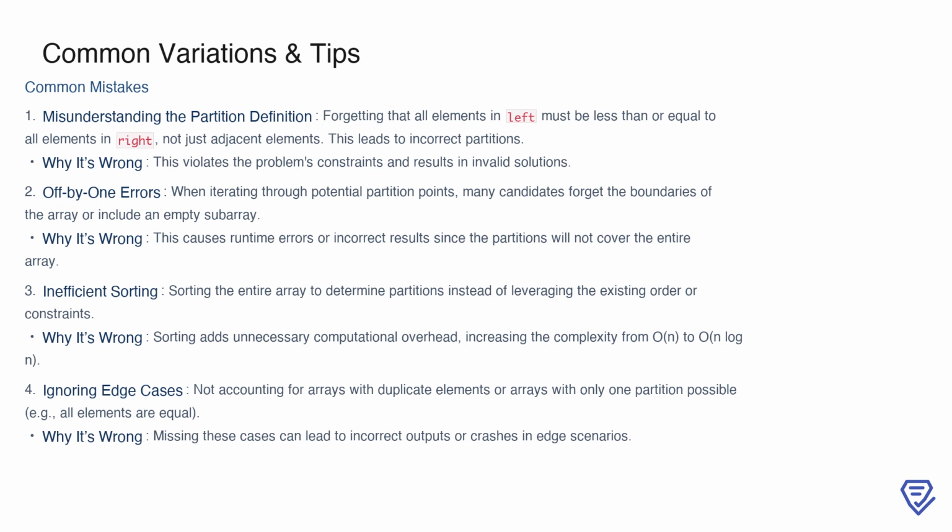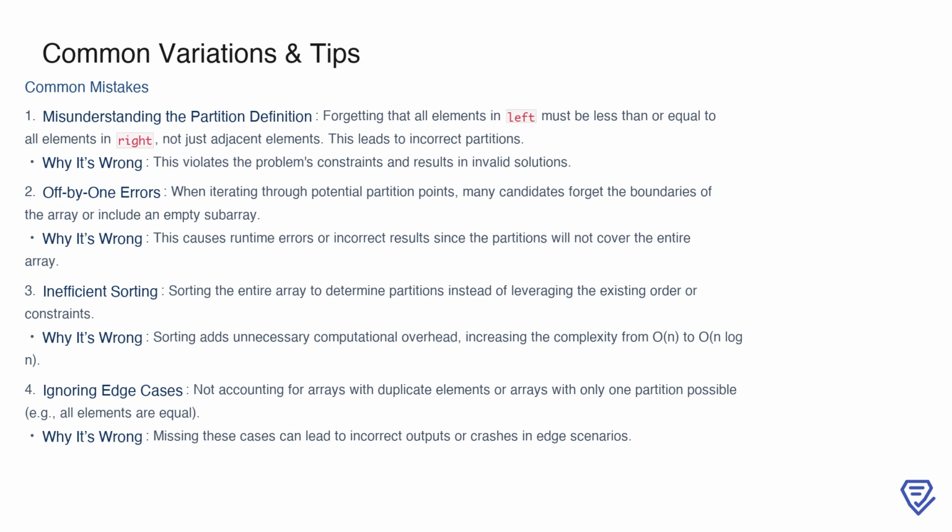Another frequent error is off-by-one mistakes when iterating through partition points, such as forgetting array boundaries or allowing empty subarrays. This can cause runtime errors or produce solutions where the array isn't fully covered. Additionally, some candidates try to sort the entire array to determine the partition, which unnecessarily increases the runtime complexity from O(n) to O(n log n). This problem can often be solved more efficiently without sorting.